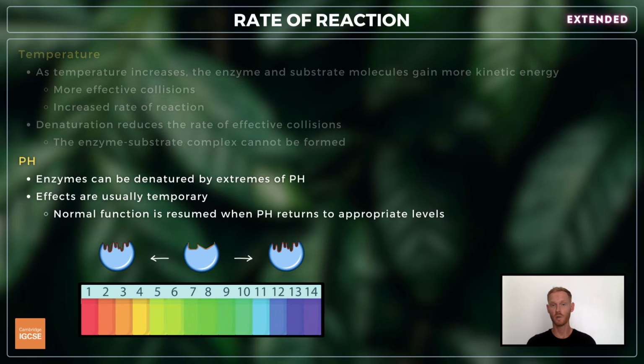Now, enzymes can also be denatured by extremes of pH, although effects are generally temporary, meaning normal function is resumed when pH returns to appropriate levels.